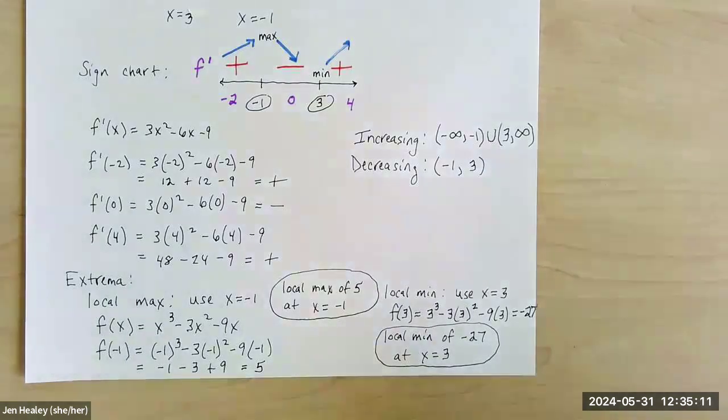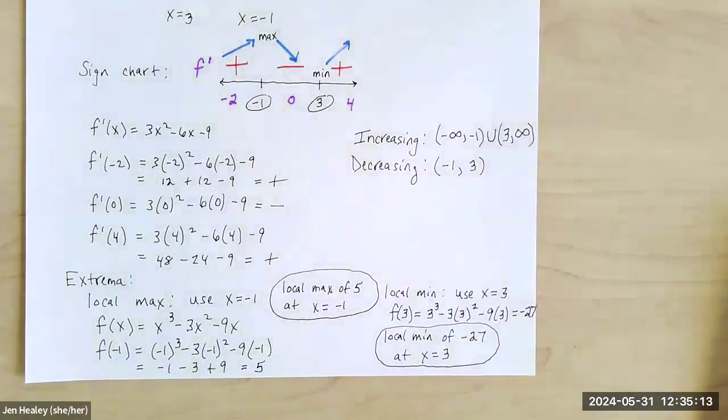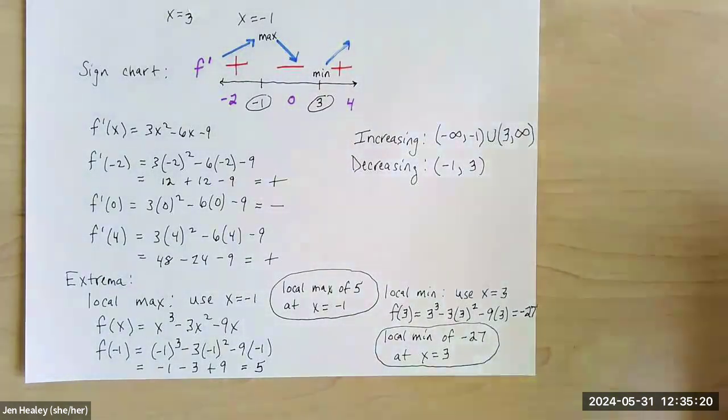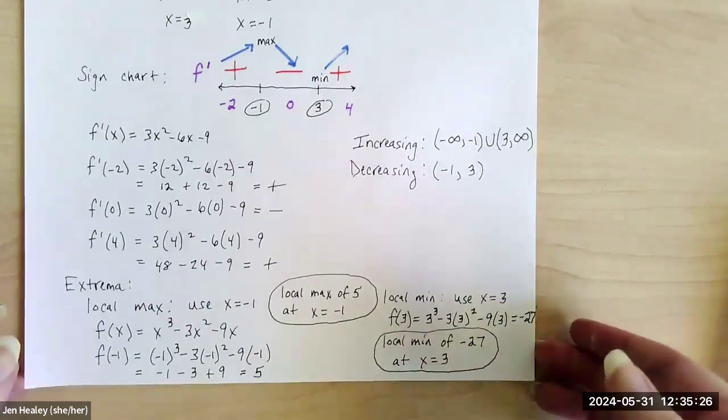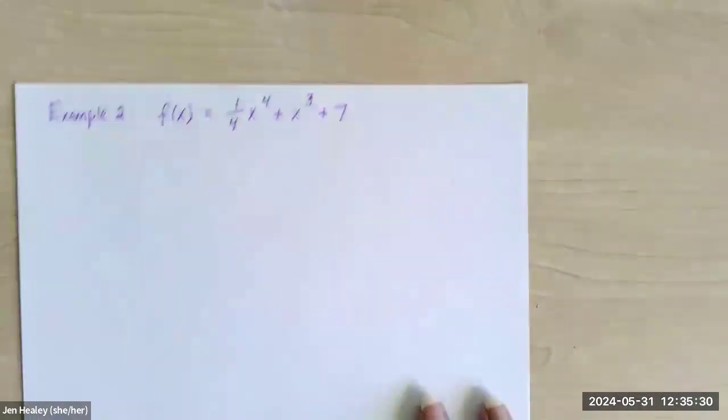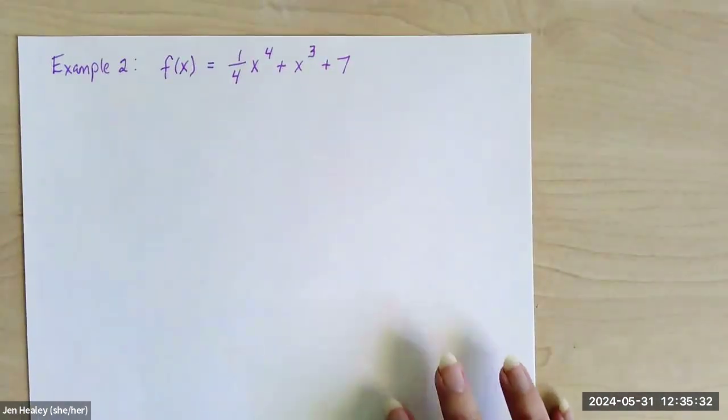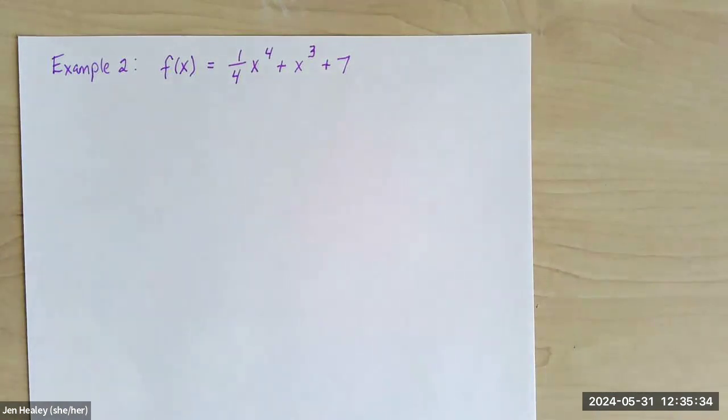So we should do another one. Make sure we know what we're doing. So we're gonna do exactly the same thing. We're gonna find the critical numbers. We're gonna figure out the intervals where it's increasing or decreasing, and we're gonna find any extrema for this function this time. So f of x equals 1/4 x to the 4th power plus x cubed plus 7.